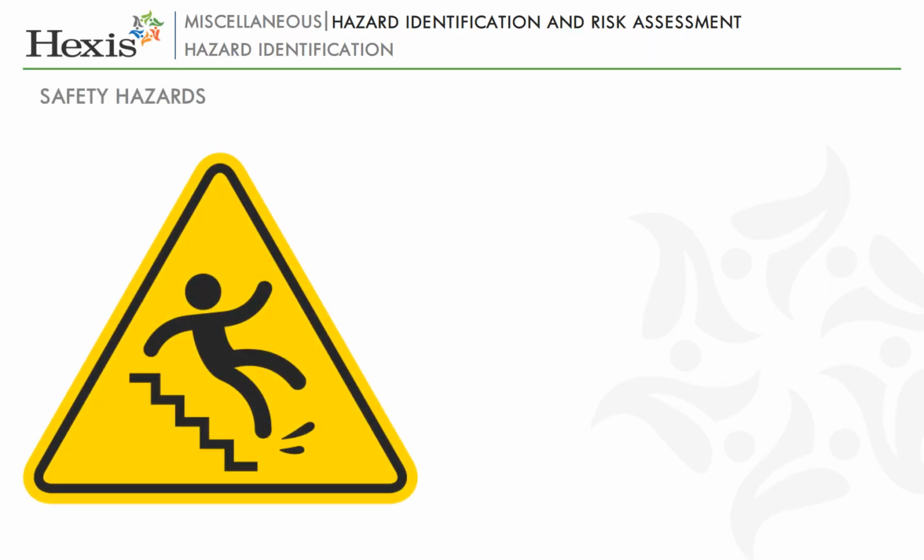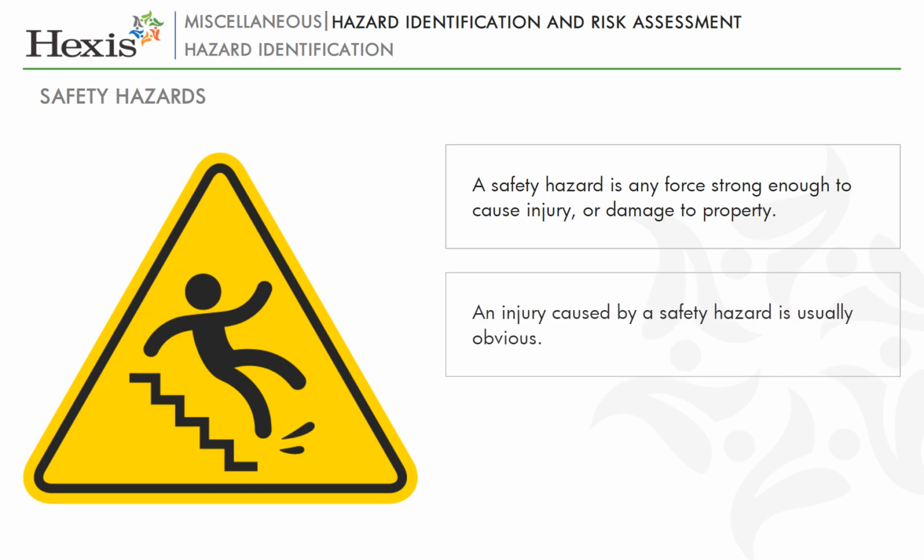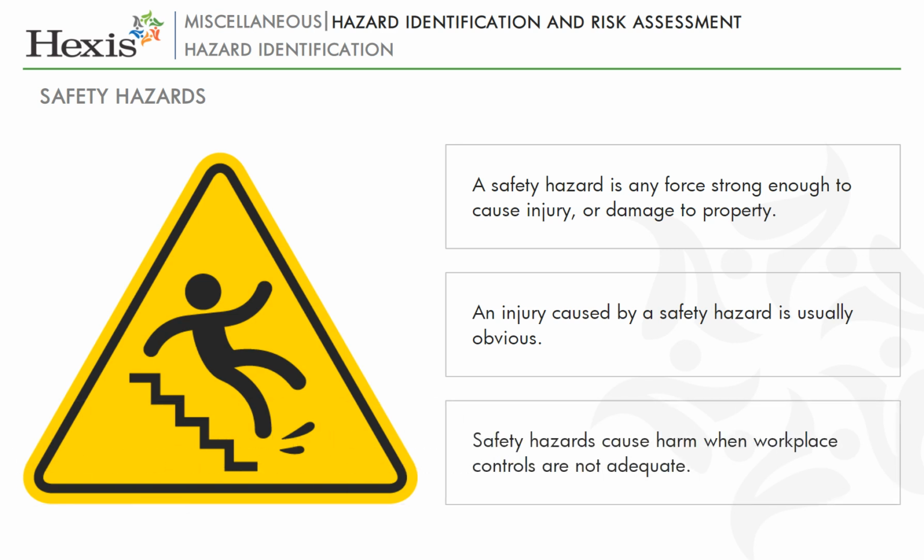Next, let us understand safety hazards. A safety hazard is any force strong enough to cause injury or damage to property. An injury caused by a safety hazard is usually obvious. For example, a worker may be badly cut. Safety hazards cause harm when workplace controls are not adequate.